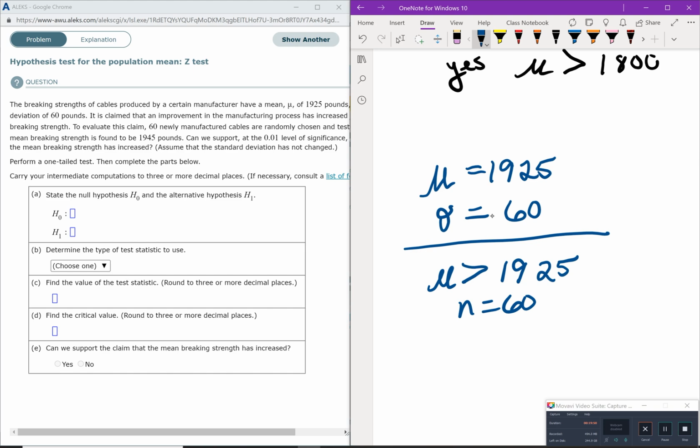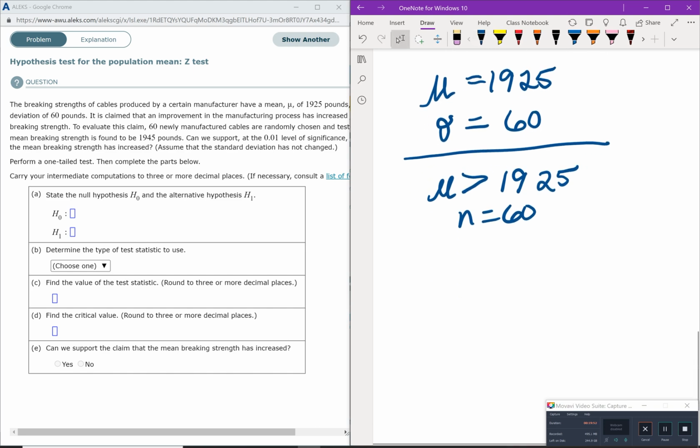So in this case, that helps us start with the question. Can we support it with an alpha of 0.01 level of significance that the mean breaking strength is increased? So here's your alternative hypothesis. Here's your null hypothesis.